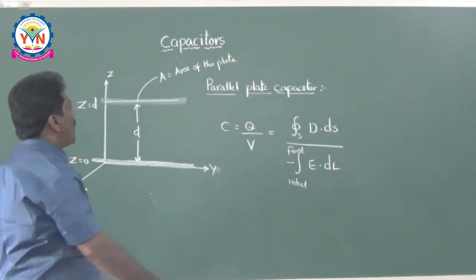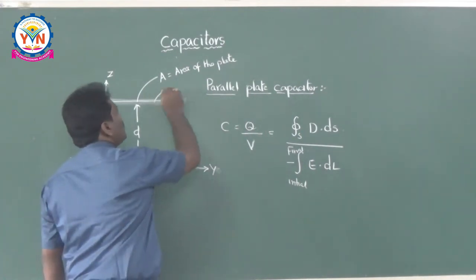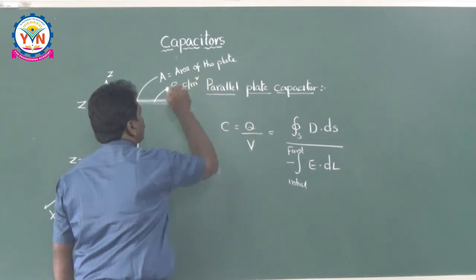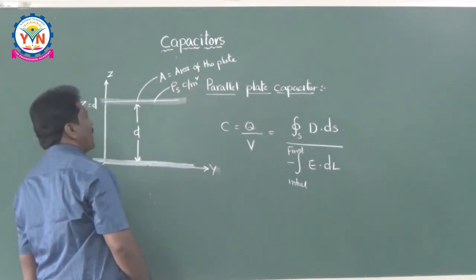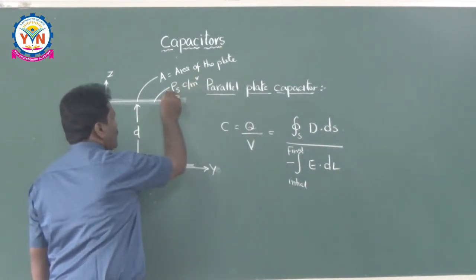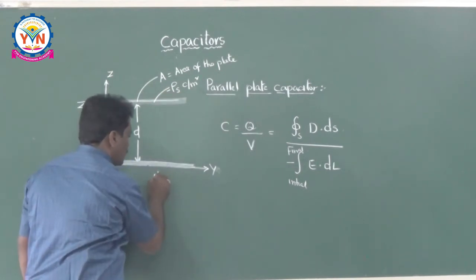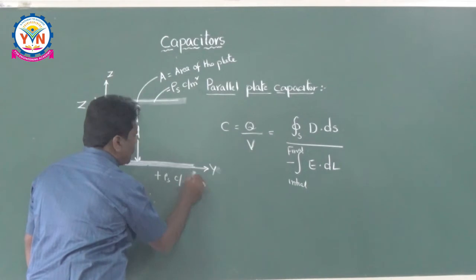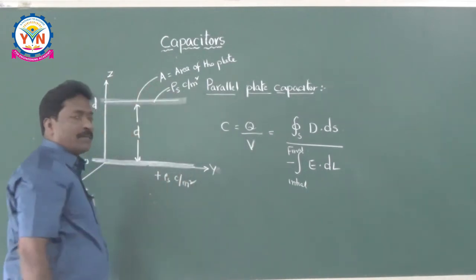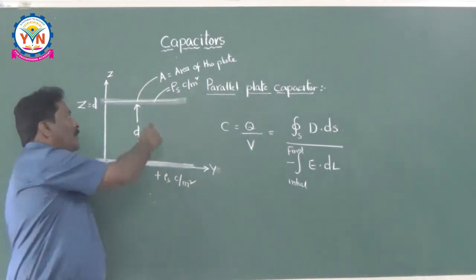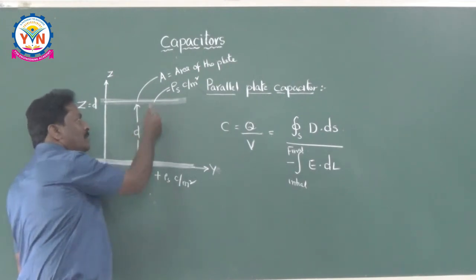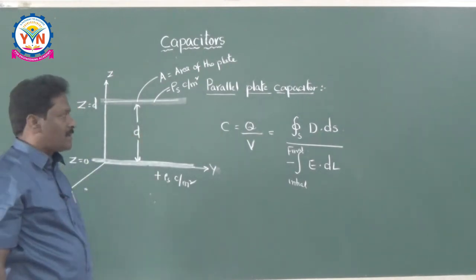Okay. And the charge on each plate is rho s coulomb per meter square. It is plus rho s coulomb per meter square on one plate, and the other plate is minus rho s coulomb per meter square. So, two oppositely charged plates separated by some distance d constitute the principle of a parallel plate capacitor.